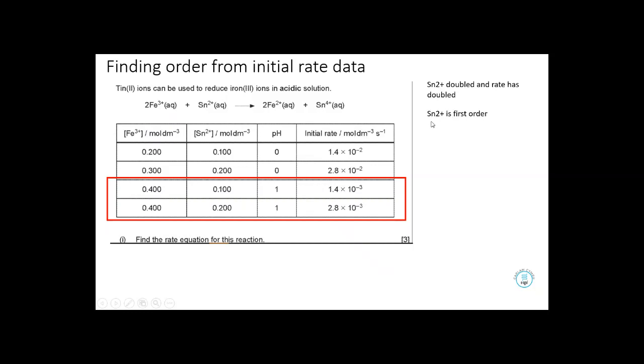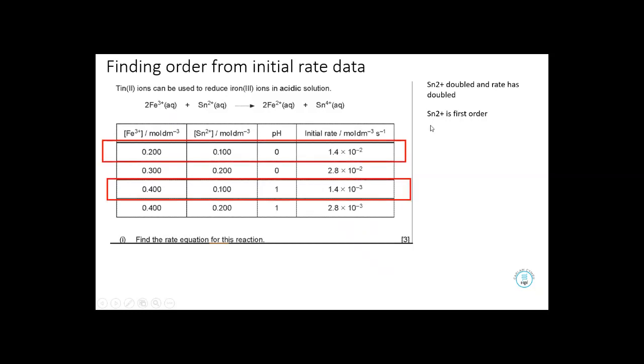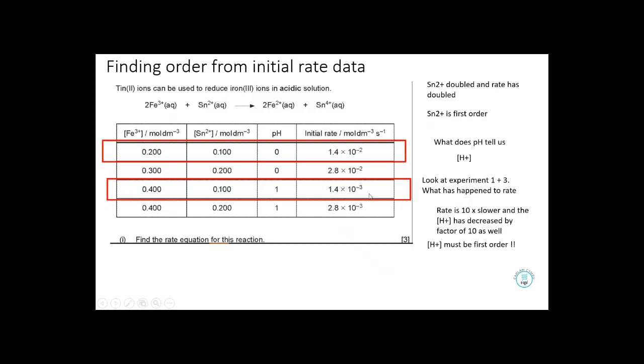Right, let's look at the other species. Like I say, this is going to help me with my H+. So pH is, like we said, the H+ concentration. If you look at the ones I've lined here, we can see the rate's gone 10 times slower when we've gone from pH 0 to pH 1. Or you could say going from pH 1 to pH 0, it's 10 times faster. Depends how you want to look at it. But ultimately, what that means is that if my H+ concentration is changed by a factor of 10 and the rate's changed by a factor of 10, the H+ must be first order.